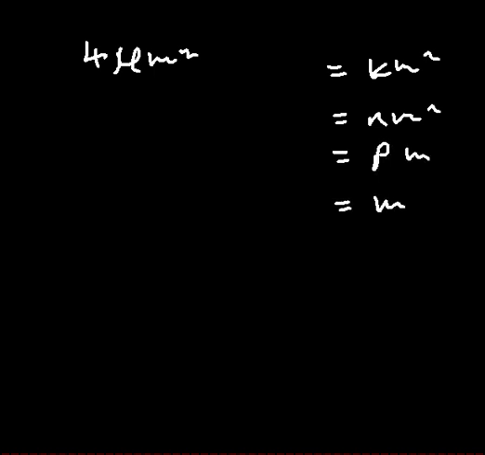Now what about if we have this kind of a case, let's say 4 micrometer square, and we should have it in kilometer square, nanometer square, picometer square, millimeter square, and centimeter square. So how do you think we should have that one? First, we need to eliminate the prefix, micro, and from there we should have it in that way.